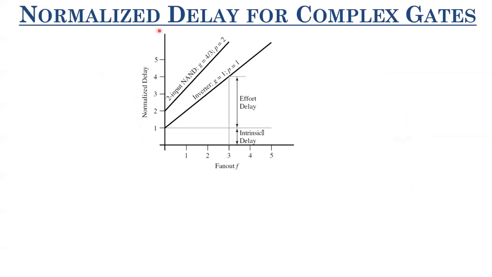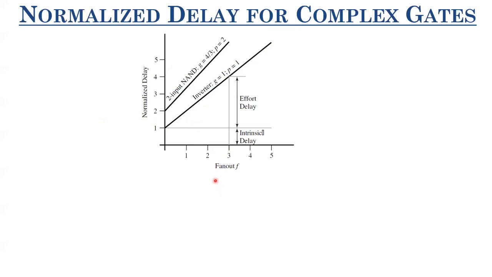So if you plot the normalized delay as a function of fan out, you'll find that it has 2 components. It follows a straight line. It's a linear variation with respect to the number of fan outs. Here the slopes are different and the intercepts are different, right? But it's a linear relationship with respect to the number of fan outs.